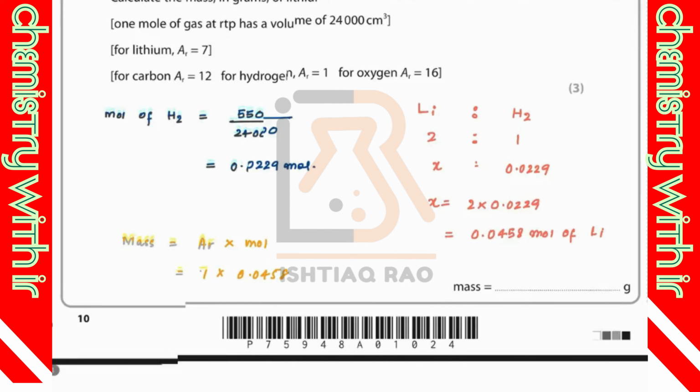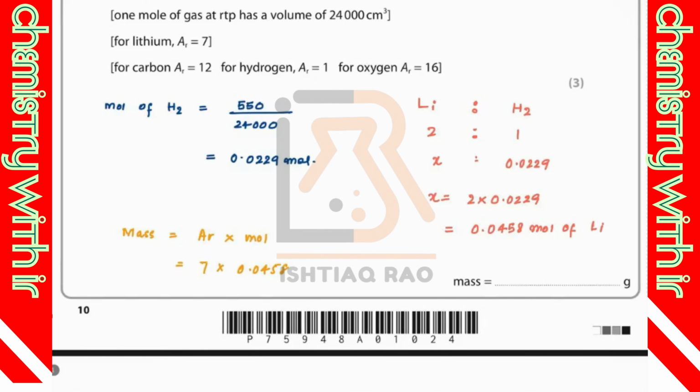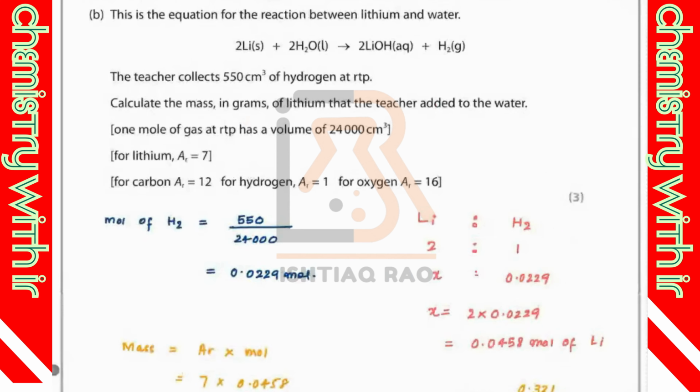How do you find the ratio 2 to 1? Because if you can see, it's H2 and it's Li. Li is 2 and H2 is 1. So the ratio is 2:1. Okay, fine.